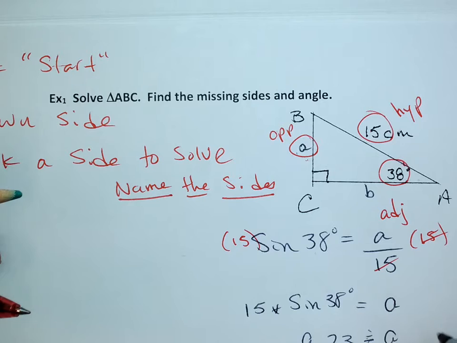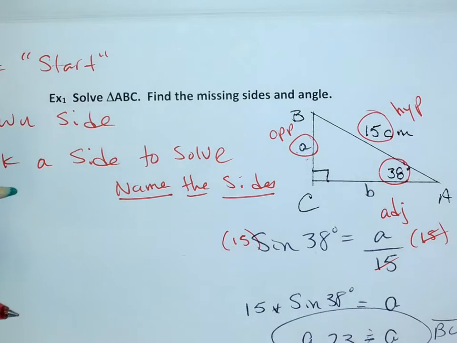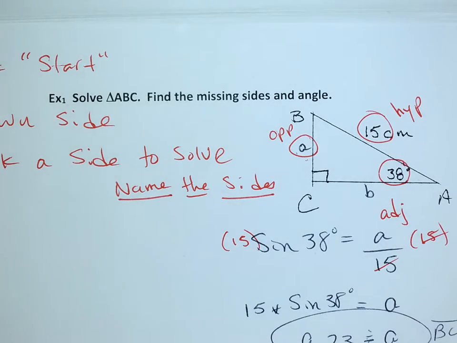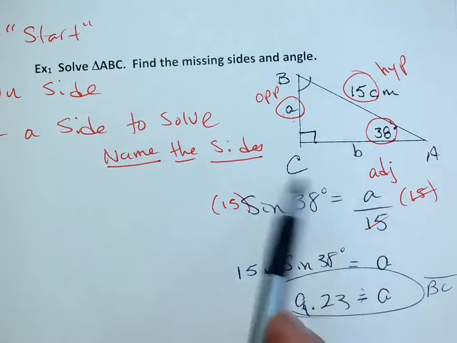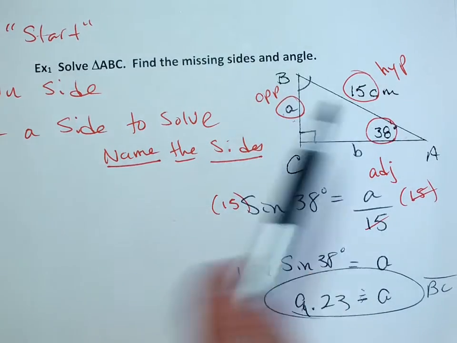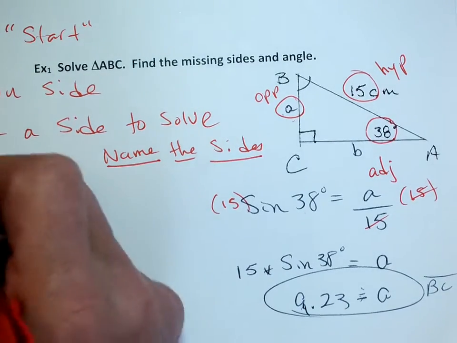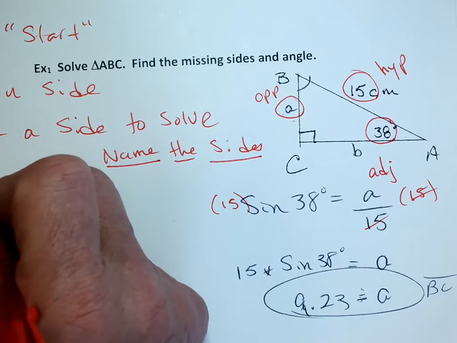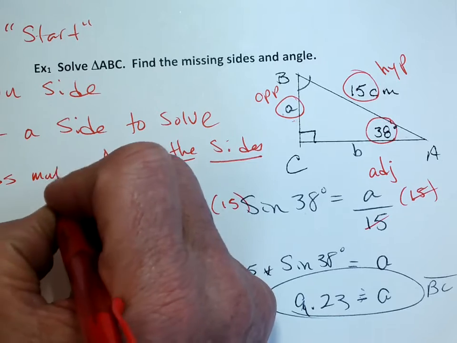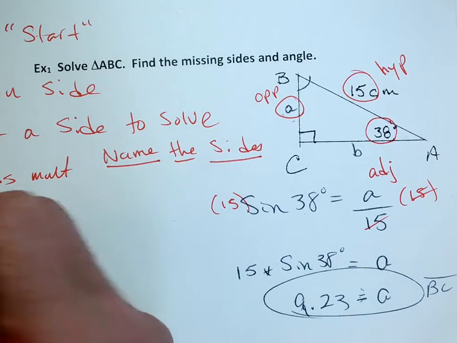Or call it BC, doesn't really matter, whatever you want to call it. Now, if I know that, then the next thing I can find is angle B. Angle B is pretty easy, because angle B and angle A together make 90. So the fourth step is to cross multiply and solve.